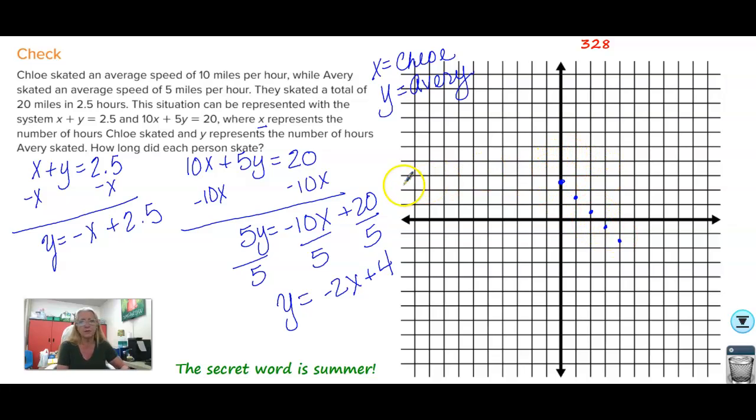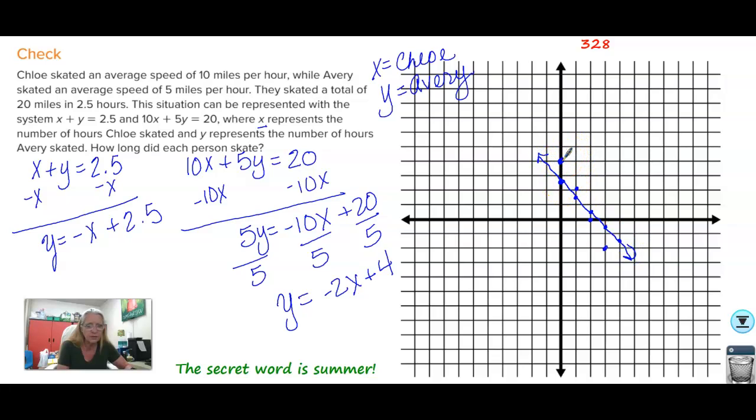I don't really want to draw the line just yet. Let's graph Avery's. Avery starts at positive 4. 1, 2, 3, 4. That's the starting point for Avery and has a slope of negative 2. So it would be down 2, right 1. That's not a point of intersection. Down 2, right 1. That is not a point of intersection. Down 2, right 1. Not a point of intersection. So you see my problem here is I'm having trouble visualizing exactly where these two lines cross.